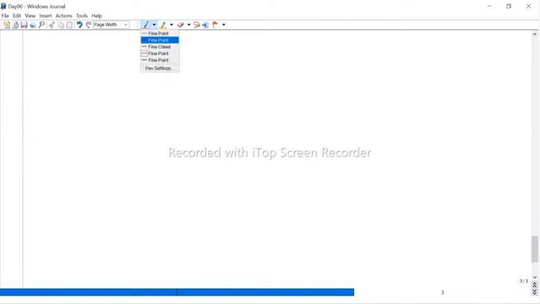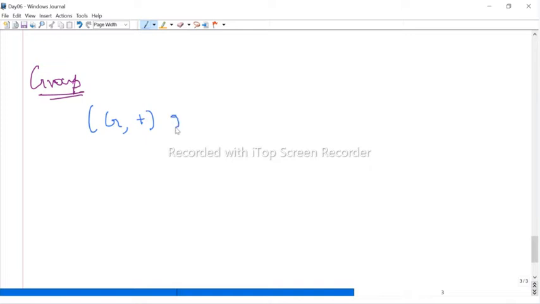First we discuss what is a group. So quickly I'm discussing what is a group. A group is a set together with one operation. A non-empty set G together with one operation, usually we can simply take plus. So G under addition, we say this is a group.